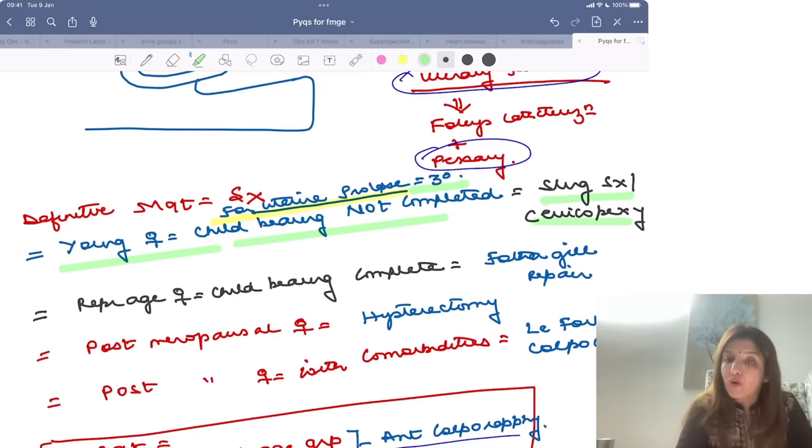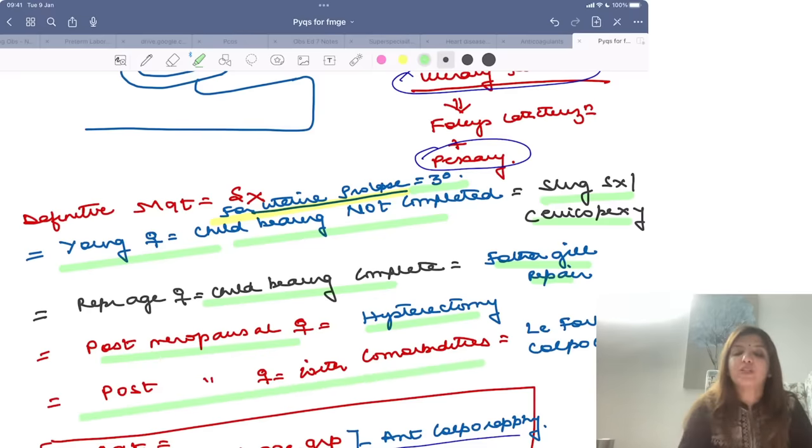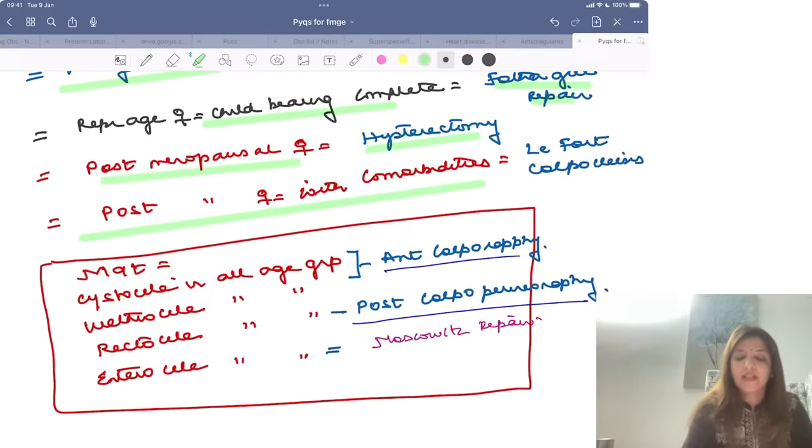If it is a reproductive age female who jisko prolapse hua hai, her childbearing is complete, right? Then the management is Fothergill's repair. If it is a postmenopausal female with a third degree prolapse, management is hysterectomy. If it is a postmenopausal female with comorbidities, like usko diabetes hai ya heart disease hai, and usko third degree prolapse hua hai, then it is Lefort's colpocalysis.